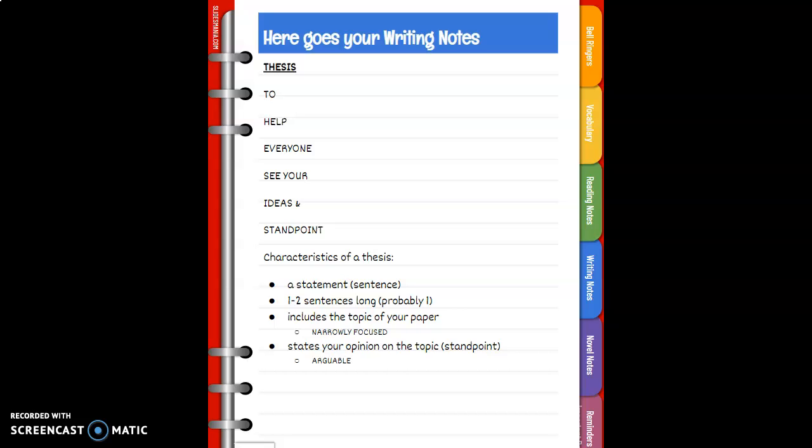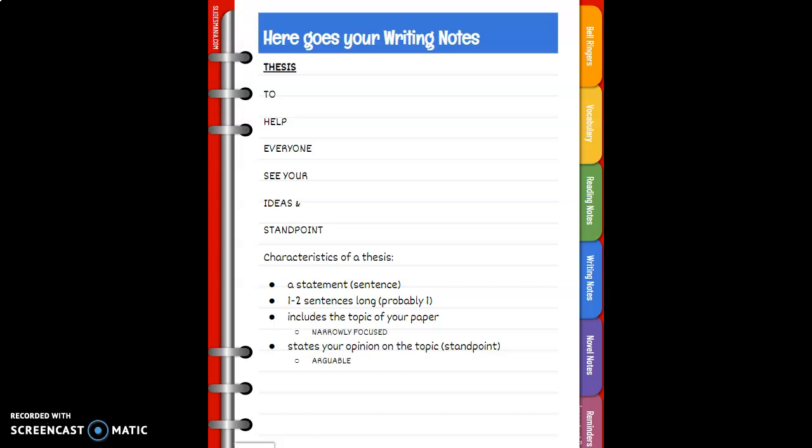The thesis statement includes the topic of your paper, and it will be a narrow focus on the topic. You do not want your thesis statement to be too broad or too general. Your thesis statement states your opinion on the topic. This is your standpoint. It is an arguable claim that you are making about the topic. We will add to these notes at a later date, but this is our starting point.